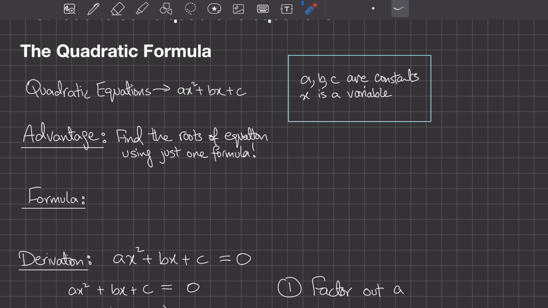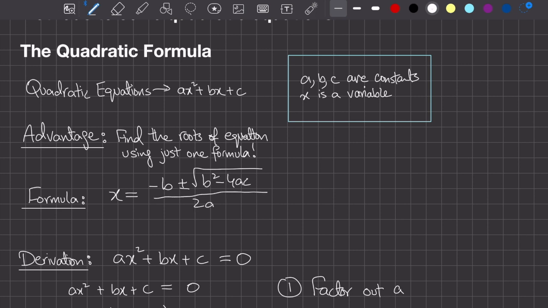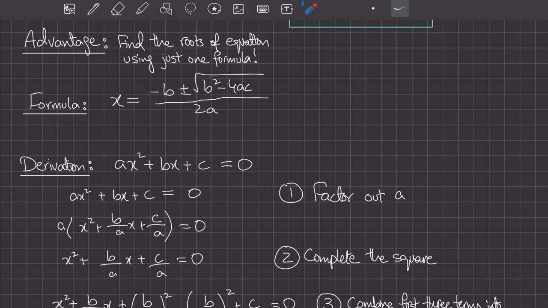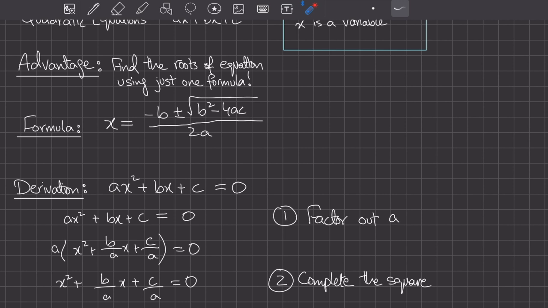It's like a magic spell that helps us find the value of x using just one formula and is especially helpful when the equation cannot be factorized. To find x, you can use the formula. Start with negative b plus or minus the square root of b squared minus 4 times a times c, all divided by 2a.